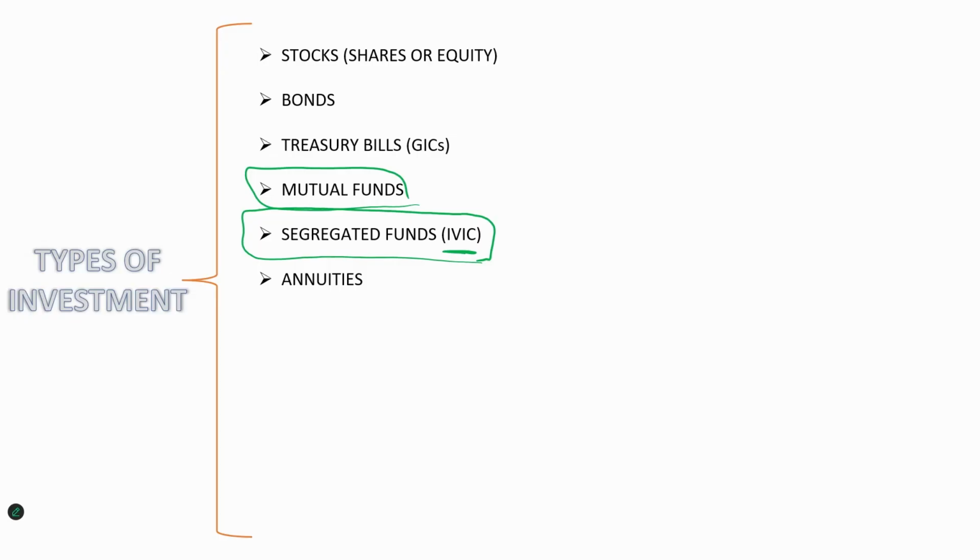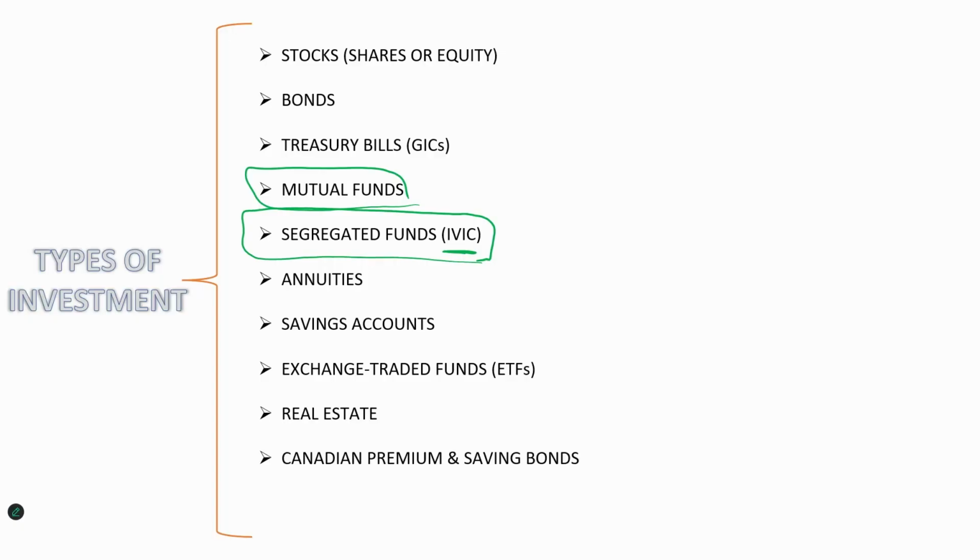Annuities is something else that we're going to talk about. I'm not going to go into it right now. Savings accounts, ETFs, exchange traded funds, I'm going to talk about them as well. Real estate, Canada Premium and Savings Bonds, and group plans.